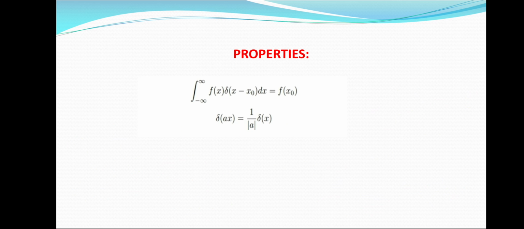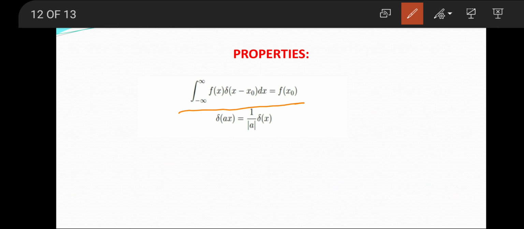So it has two properties. One, which we already discussed in detail, is the integral from minus infinity to plus infinity of f of x delta of x minus x naught dx is equal to f of x naught. Another one is delta of ax is equal to 1 by mod a into delta of x. This is the other property. These were certain properties of this Dirac delta function.